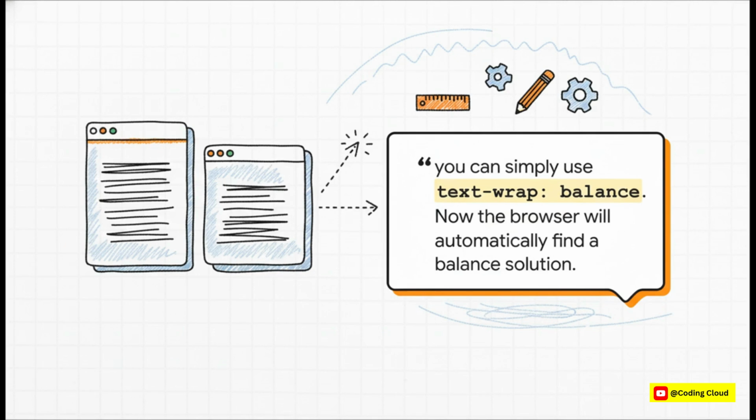Text wrap, balance. And just like that, the browser does the hard work. It analyzes the text and figures out the most visually balanced place to break the line. It's a beautiful, simple fix for better typography.